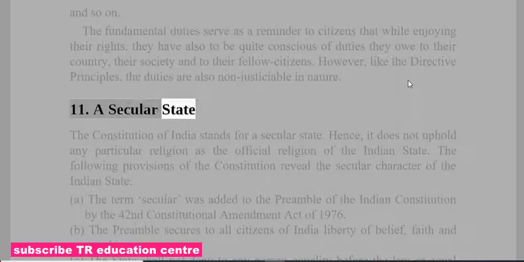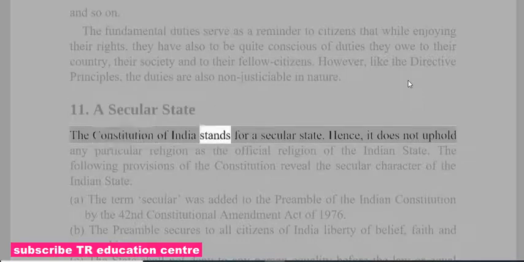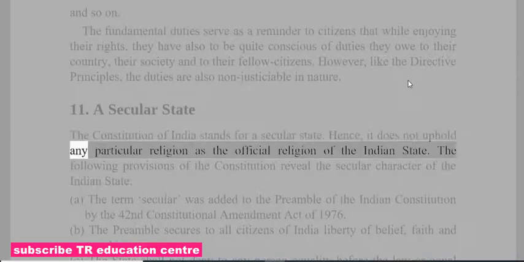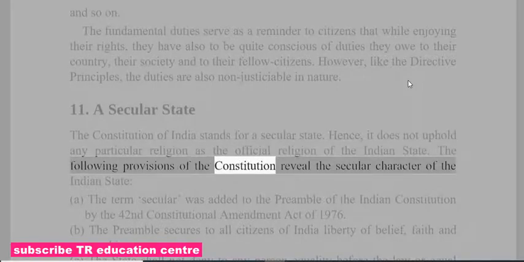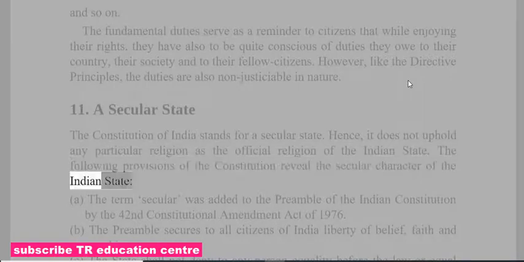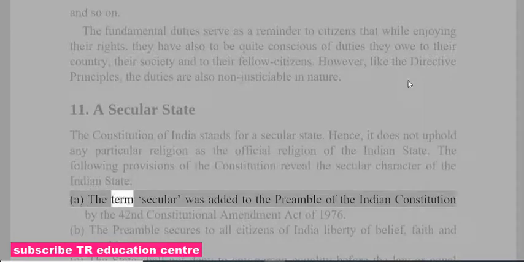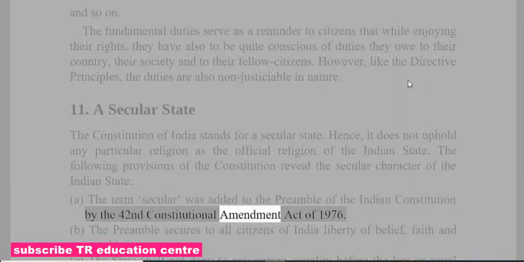11. A secular state. The Constitution of India stands for a secular state. Hence, it does not uphold any particular religion as the official religion of the Indian state. The following provisions of the Constitution reveal the secular character of the Indian state. A. The term secular was added to the preamble of the Indian Constitution by the 42nd Constitutional Amendment Act of 1976.